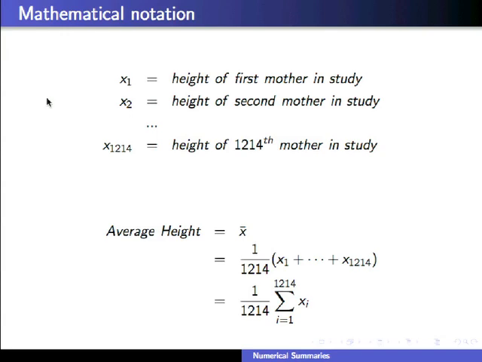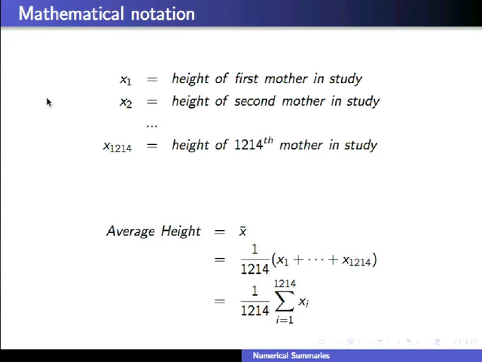The average then we call x bar. That's just a special symbol. And it's essentially the exact same thing as what we did on the previous slide. We add up all of the values for the heights, x1 plus x2 plus x3 plus x4, dot, dot, dot, up to x1214, and divide by the total number of them.